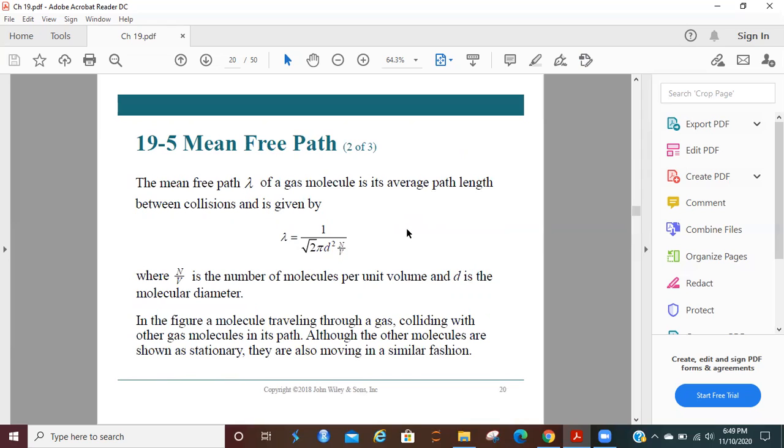Now, mean free path. If you were wanting to find out what the mean free path of a gas molecule is, it's going to be the average path length between collisions, and it is given by that particular formula, where N divided by V is the number of molecules per unit volume, and d is the molecule diameter.